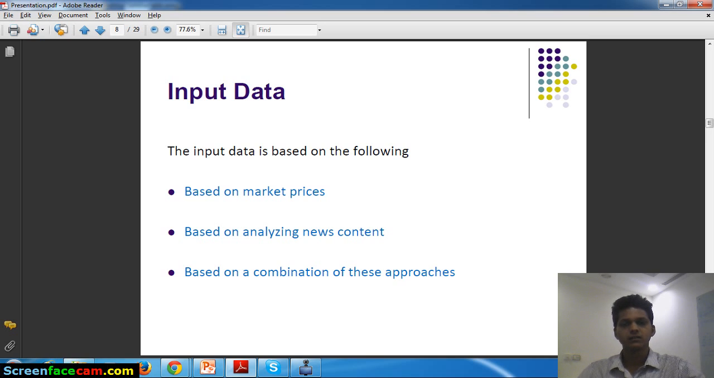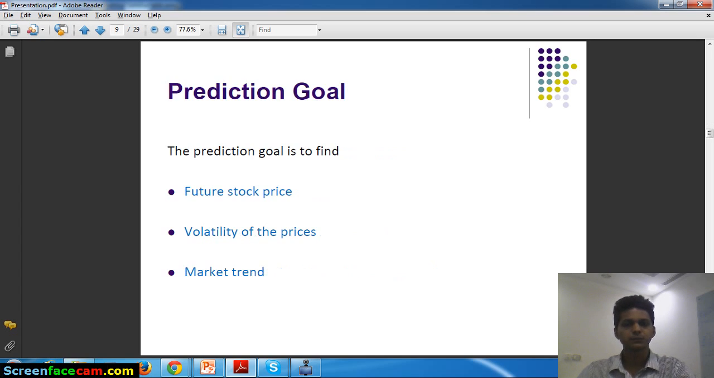Input data. So the input data has to be based on something particular. There are three categories in which the input data is based on. It is either based on market prices, based on analyzing news content, or based on a combination of both the market prices as well as analyzing news content.